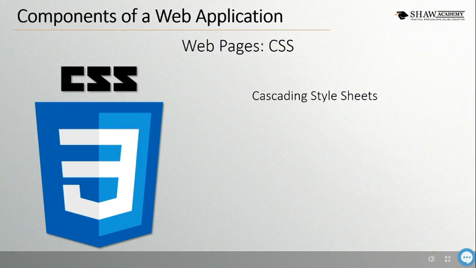CSS stands for Cascading Style Sheets. It's the coding language that's used to style, to position, and to lay out web page content. This includes everything from colors to fonts to spacing and everything to do with how a web page looks. Without CSS, web pages would look just like text documents, and we'll be looking at an example of this later on.